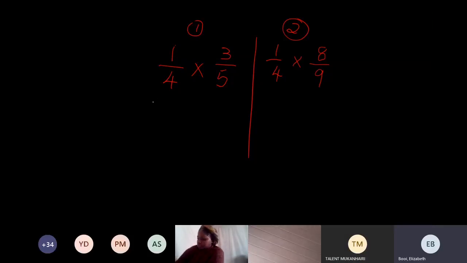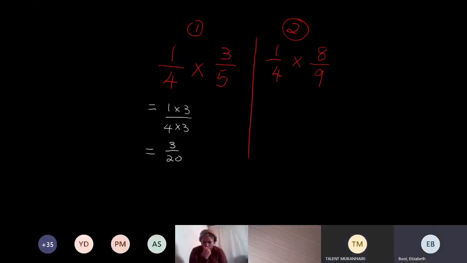Let's start with number one. Give me the steps. What do I do? What did you do? I just multiply the numerator by the numerator and the denominator by the denominator. And then it's 3/20.